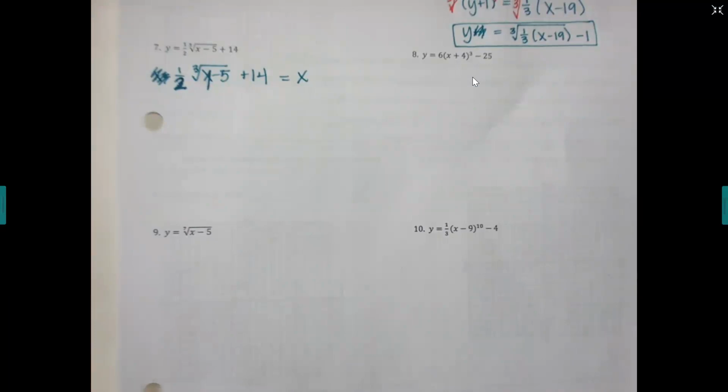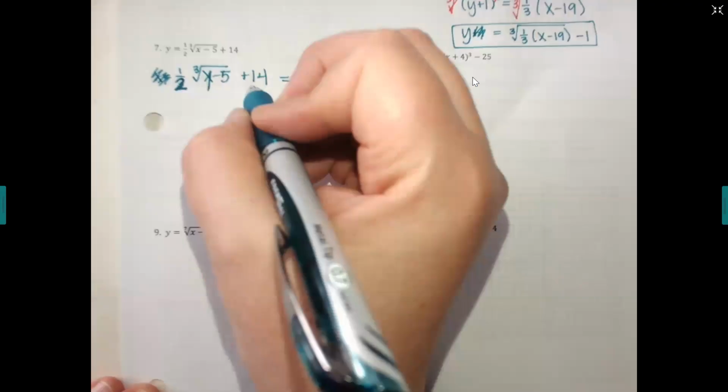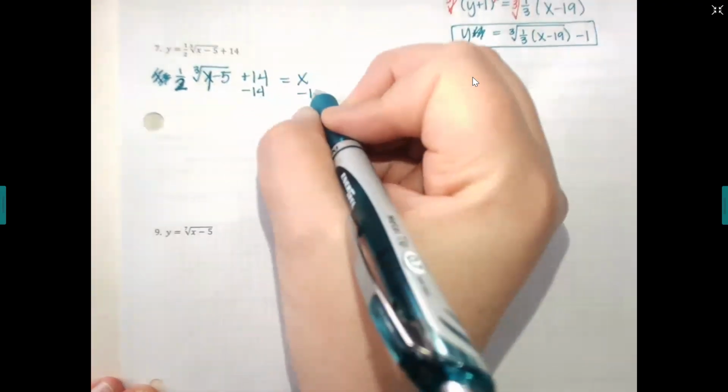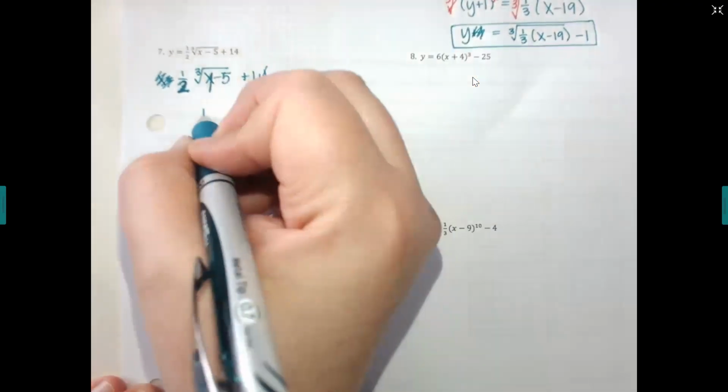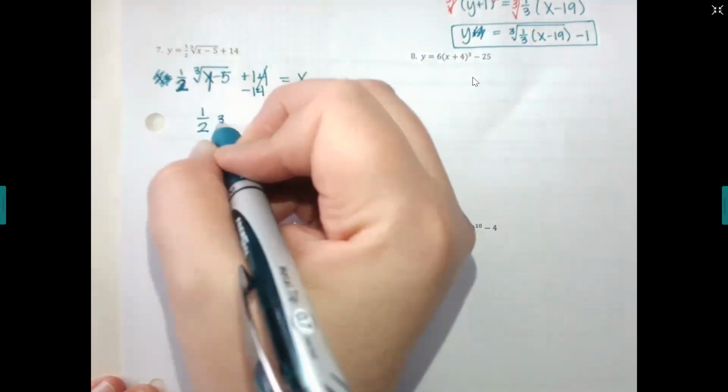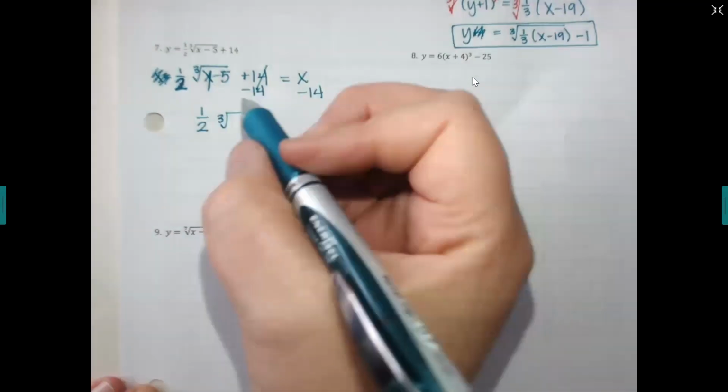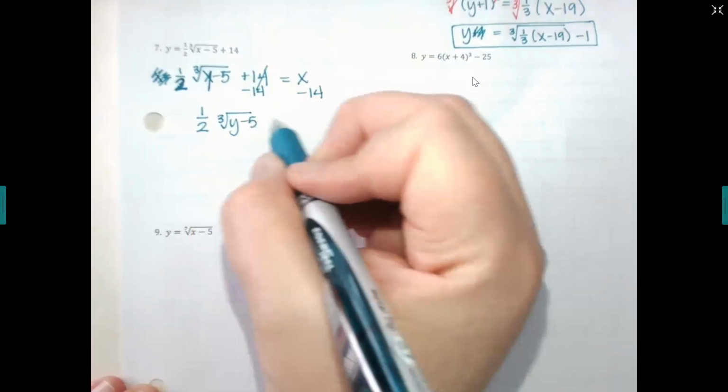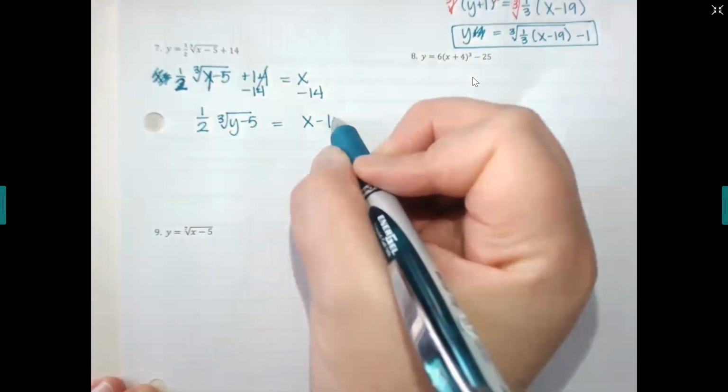Okay, what do you guess I should get rid of first? You might be wrong, you might be right. What do we guess? 14 is correct. It's a plus 14. How do I undo a plus 14? Minus the 14. So now we have 1/2 cubic root, because it has a little elbow, Y minus 5 equals X minus 14.